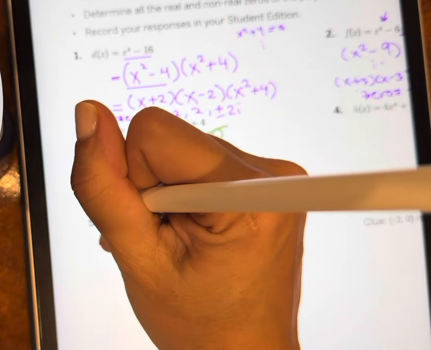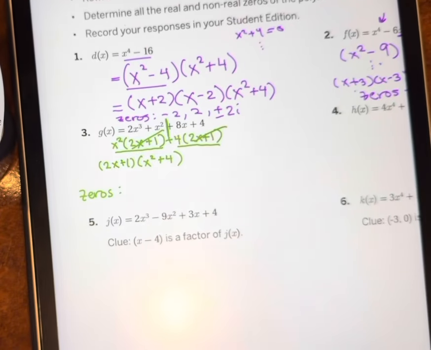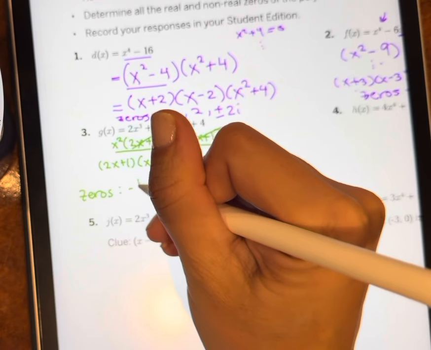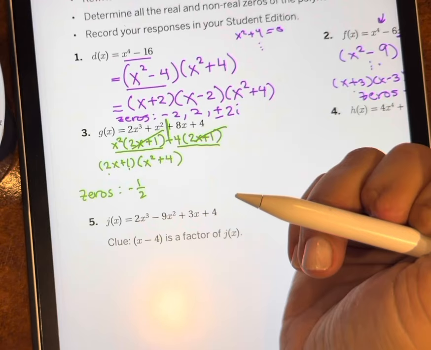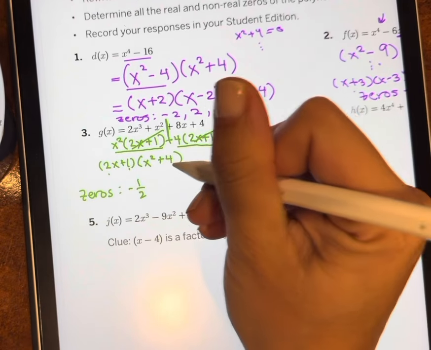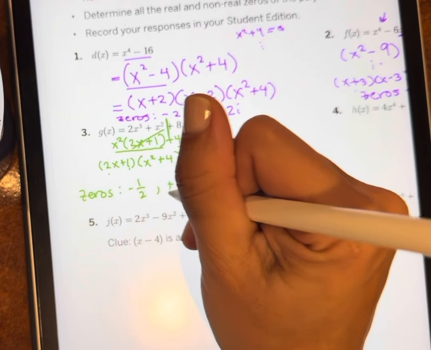And then now I can get the zeros. This one gets me -1/2. Remember, the opposite of that number is the numerator, that number is the denominator. And then this one from earlier is plus or minus 2i.